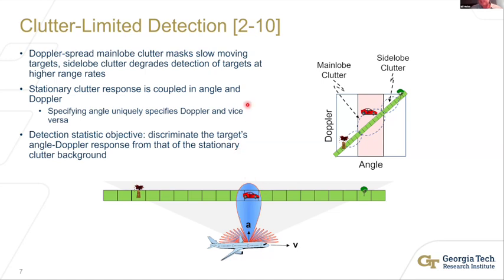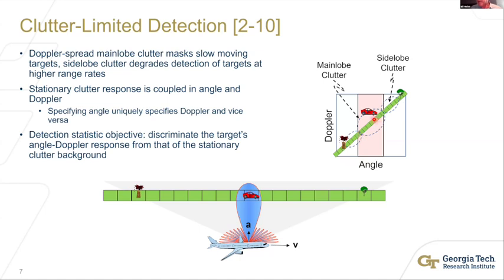So stationary clutter is coupled in angle and Doppler, and if we look at each of these points here, they'll map in the angle Doppler space to points along this line that I'm showing right here. So small changes in angle lead to small changes in Doppler, and knowledge of angle is sufficient to tell us the Doppler of that fixed point on the Earth's surface.